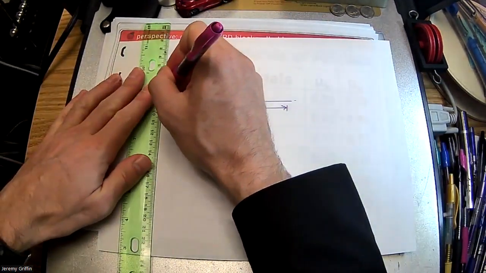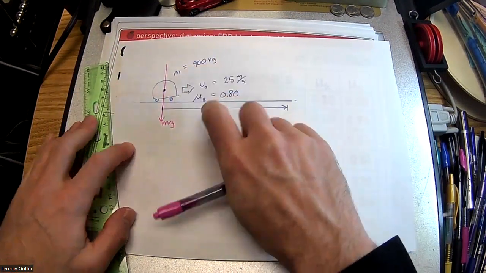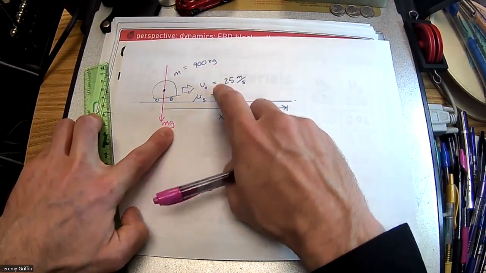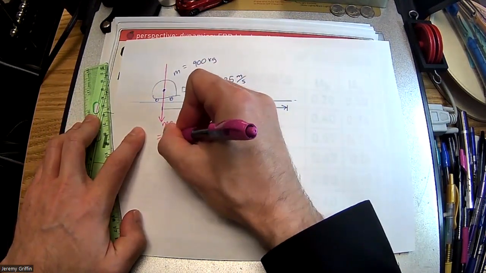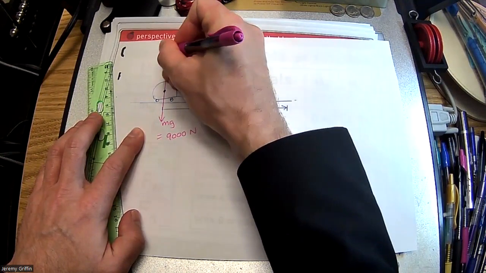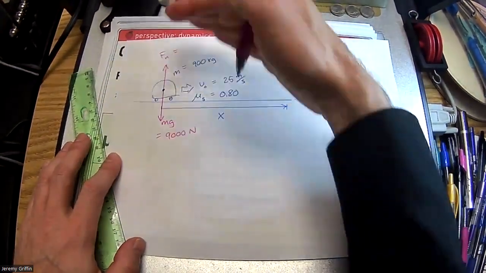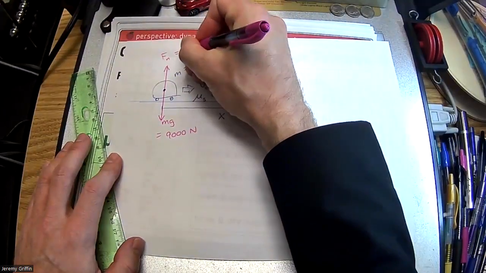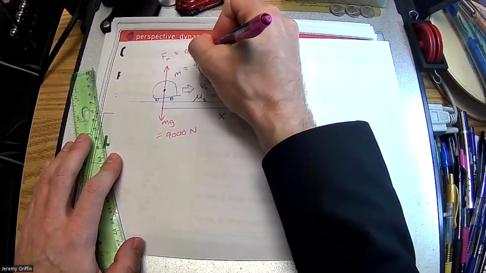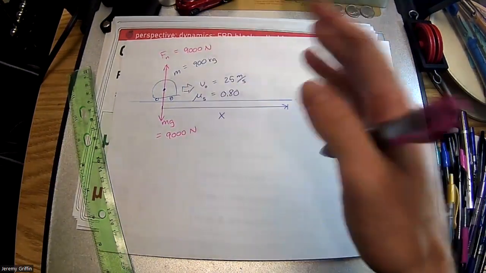Free body diagram. This car has a weight, mg. Well, 900 kilograms times 10 meters per second squared. I guess you could call it 9,000 newtons if you wanted. There's a normal force. If it's just a level road, the net force is 0 vertically, so that would also be 9,000 newtons, not because of Newton's third law, but because of equilibrium in the vertical sense.